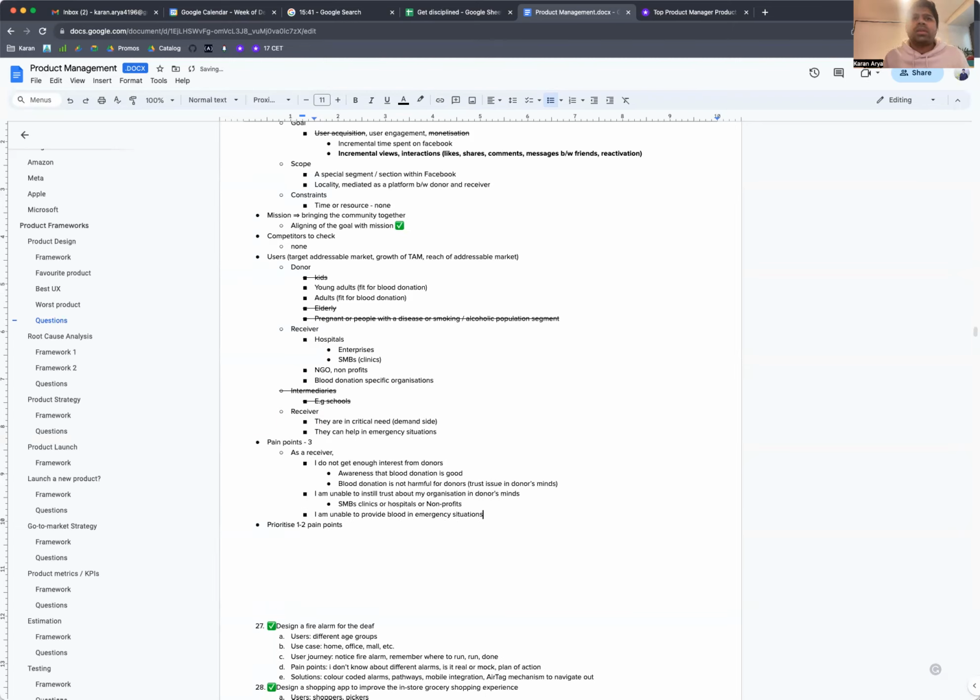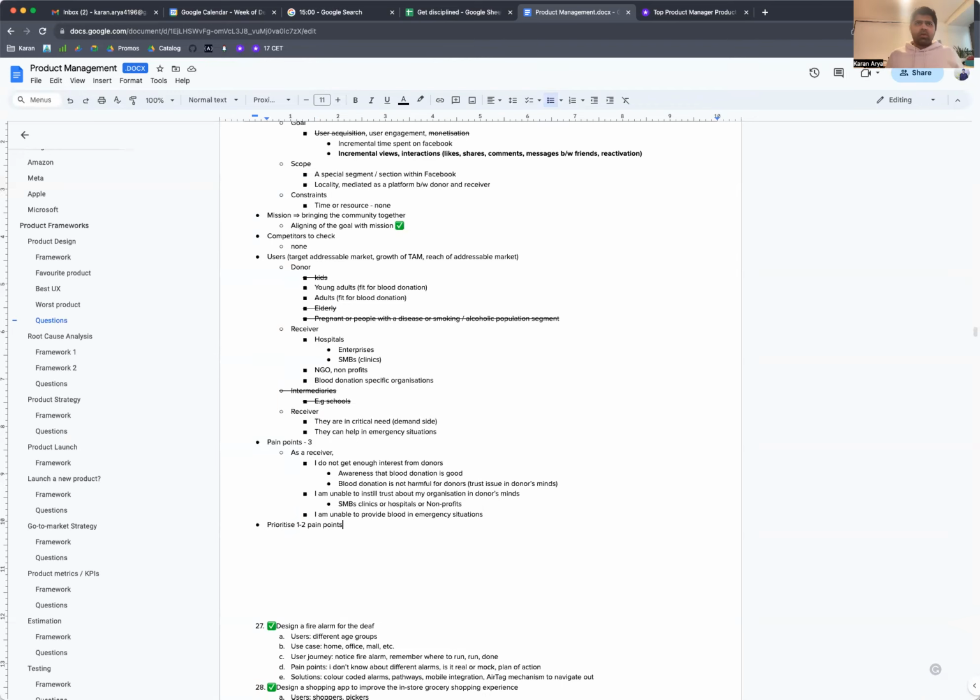And I'm unable to instill trust about my organization in donors' minds. Yeah, and this is fair, specifically for not so large hospitals and other organizations. Okay, what else? Awareness, blood donation is not harmful. Okay, I think that should be good enough.